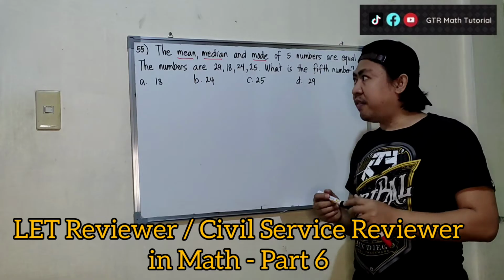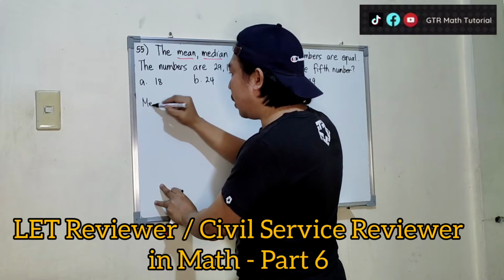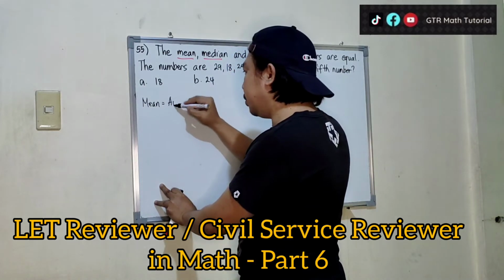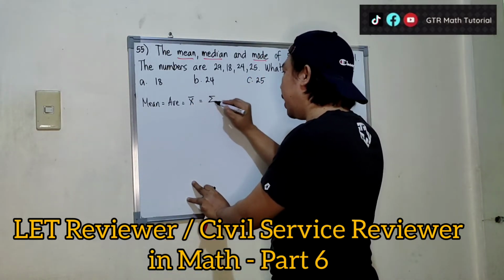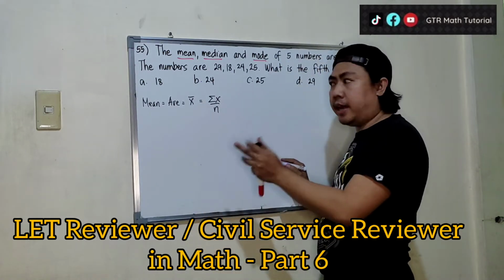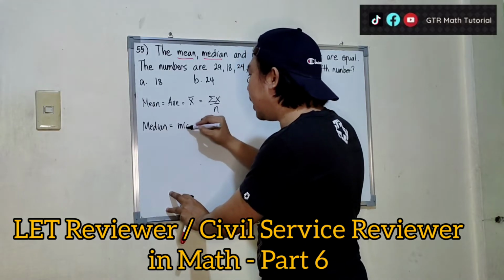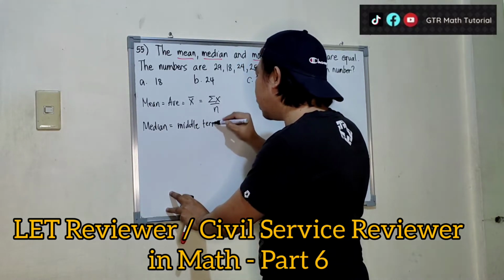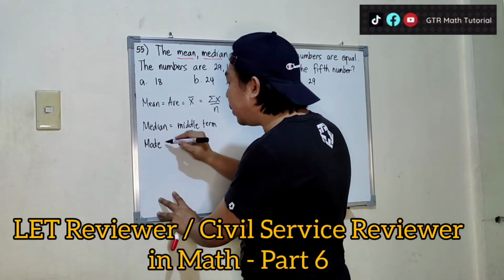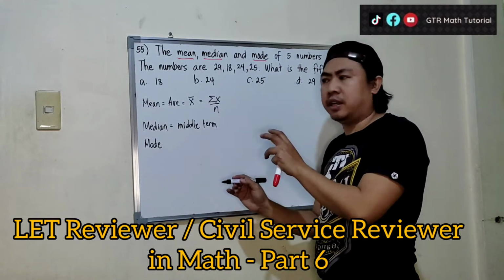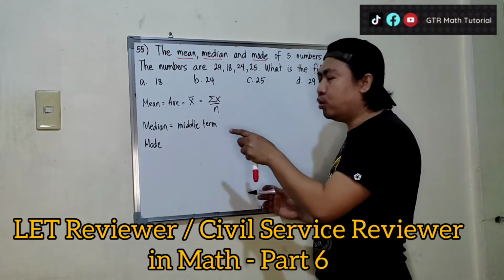So syempre, define muna natin ang mean, median, and mode, di ba? So ang mean, ito lang yung average natin, di ba? Average or ang symbol ay x bar. So ang formula ng average ay summation ng x over n. Okay? So ang median naman, median is the middle term. When arranged from lowest to highest or highest to lowest, so the middle term is the median, and then the mode is the number with highest frequency. Okay? So, or yung pinakamaraming beses na nag-appear. So, yun ang pinakamadaling isolve, yung mode.